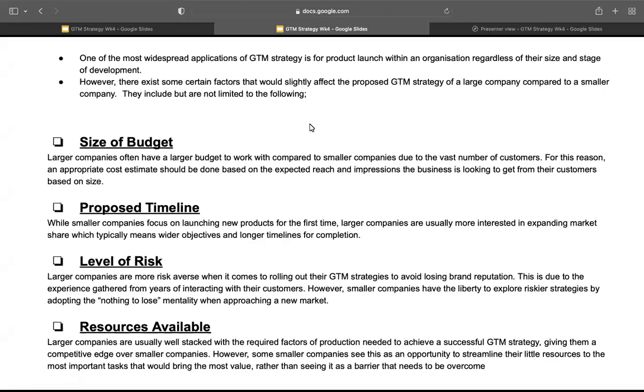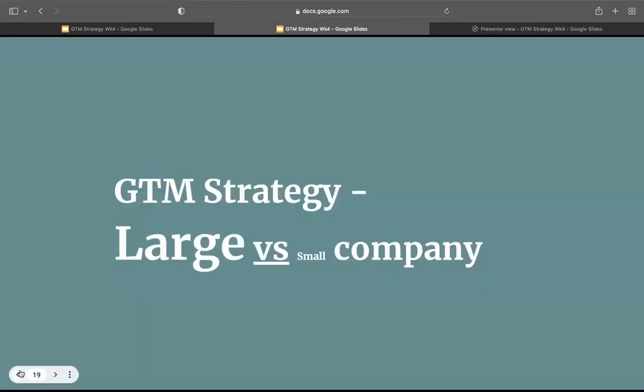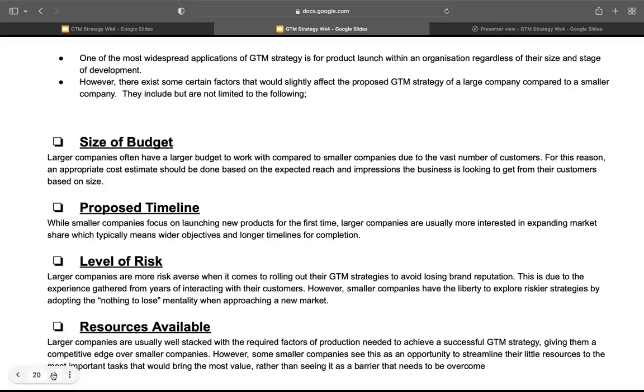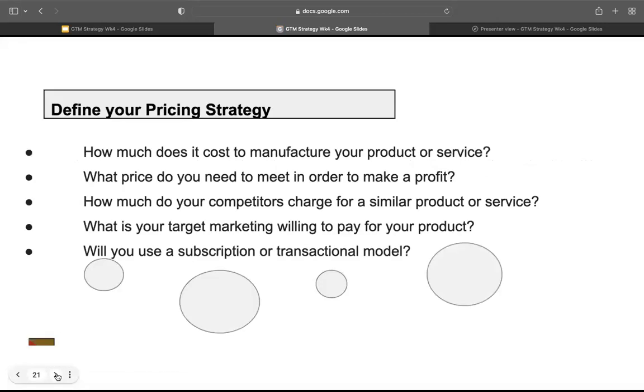Let's go ahead. I'm going to share my screen in a few minutes. Let me know if you can see my screen. Yeah, we can see your screen. Thank you. So this was what we talked about yesterday. You remember, right? GTM strategy, large versus small company. This was where we stopped. Then size of the budget, and so on.